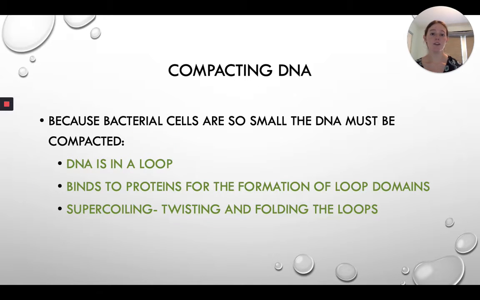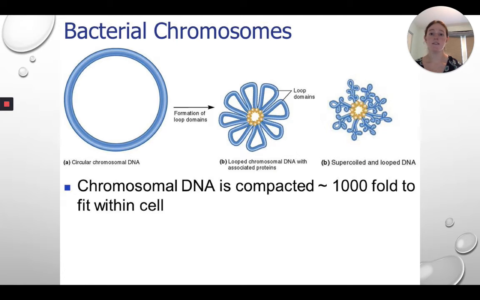You may have short repetitive sequences randomly put through into the chromosome. Now we know the bacteria are really, really little, so we do have to compact their DNA a lot. The DNA starts out as this big loop, and then there are proteins that come in, and the DNA is going to bind to those proteins. After it binds to the proteins, supercoiling is going to occur, and that is a twisting and folding of the loops.